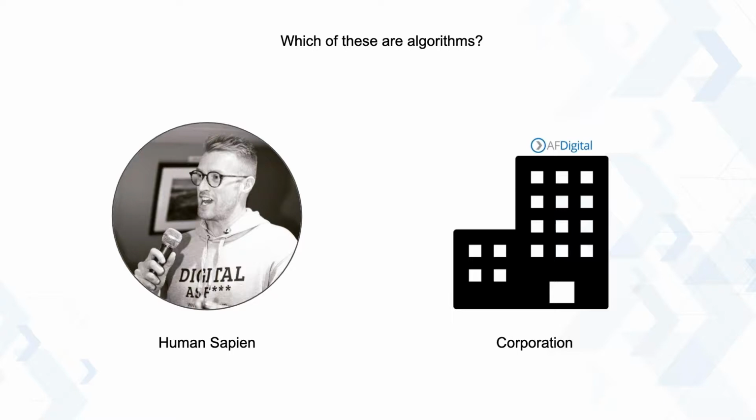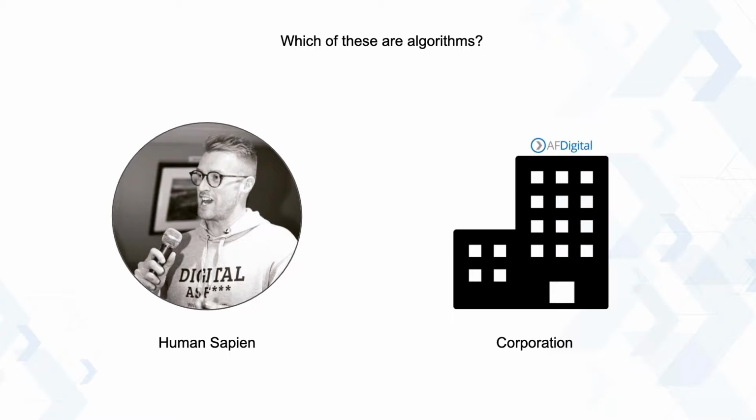And just like a company is an algorithm, if we think about AFDigital, it's an algorithm. If we receive a complaint, we respond in a consistent way, or I hope we do. If we have a sales opportunity, we should respond in a consistent way as well. So really, a business, a person, a recipe book, it's all just an algorithm. It's all just a repeatable process.